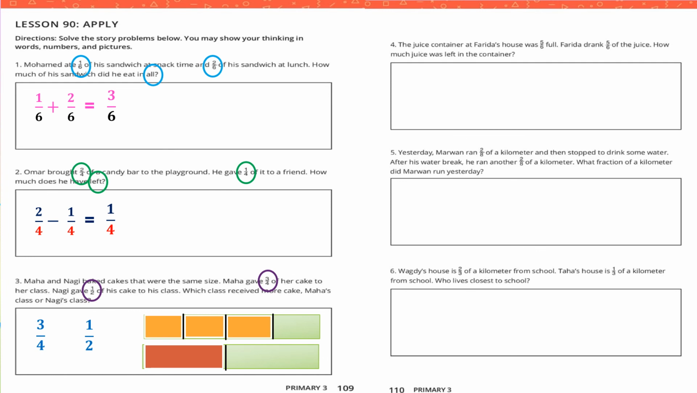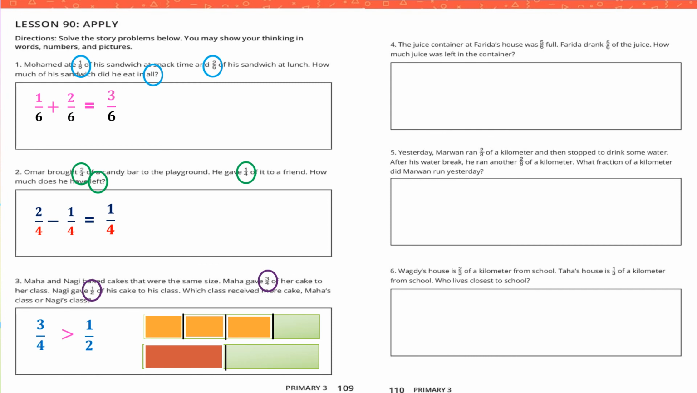Which is bigger, the first model or the second model? The 3/4 or a half, which is the bigger amount? Yes, 3/4 is bigger than half.